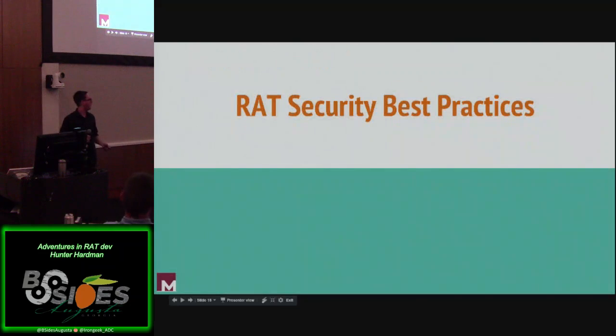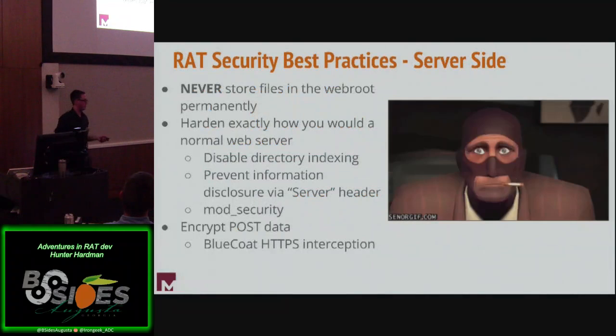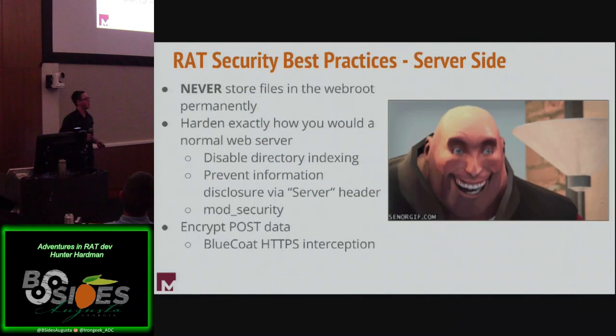So, RAT security best practices. First off, server side, I would never store files in the web root permanently. I would harden a server exactly how I would a web server. So I'm going to disable directory indexing via .htaccess or something like that. I'm going to prevent information disclosure via the server header. I don't want to leak what version of Apache I'm running, as well as my security, which I mentioned above.